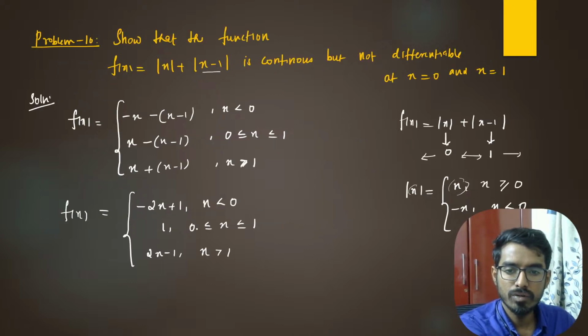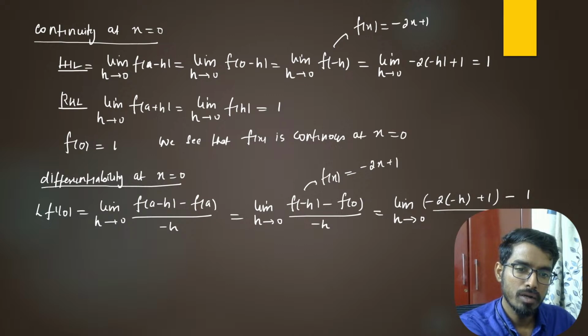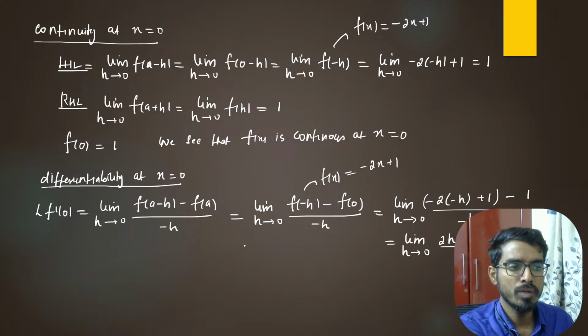What is f of 0? F of 0 is 1 divided by minus h. This limit h tending to 0 will be 2h plus 1 minus 1 by minus h. This will be minus 2, right? This will be minus 2.